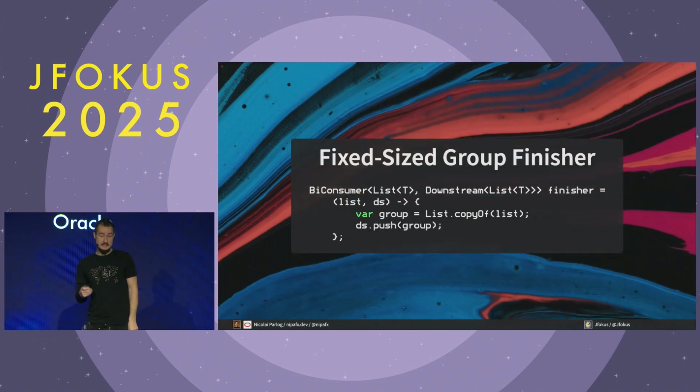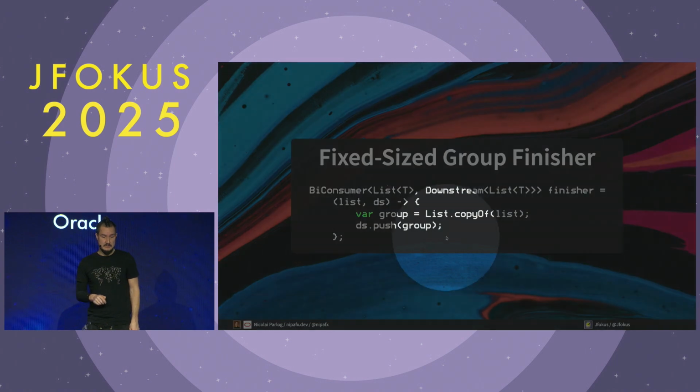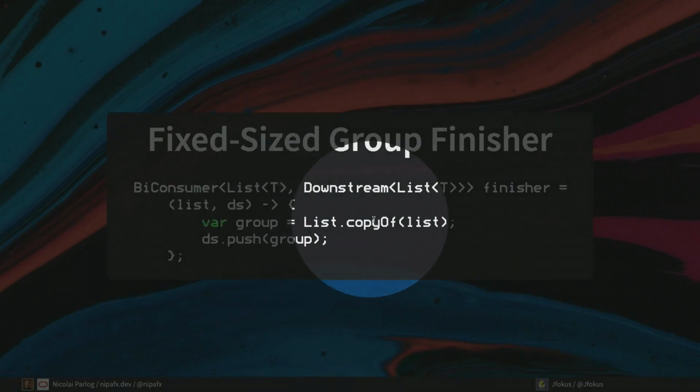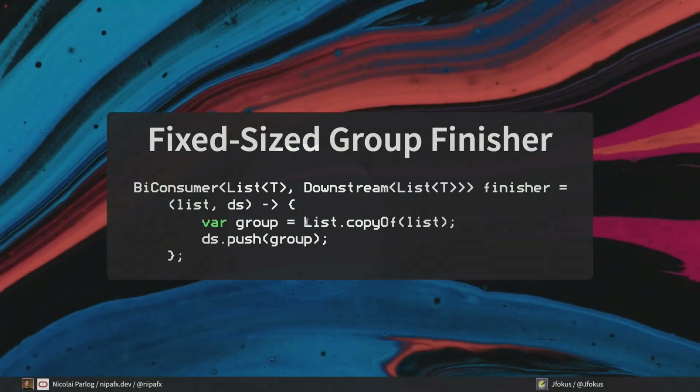Okay, and then the finisher is the thing that runs at the end, and it will just take the last list and just create a copy and push. This is actually kind of buggy, I realize right now. I didn't update the slides after I found that bug. Does anybody see the bug here?